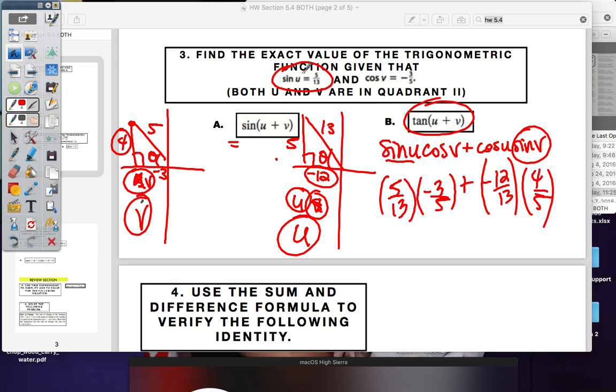Coach, what's the answer to that, you know? Negative 15 minus 48, which would be negative 63 over 65. Good. I like that math, Coach.